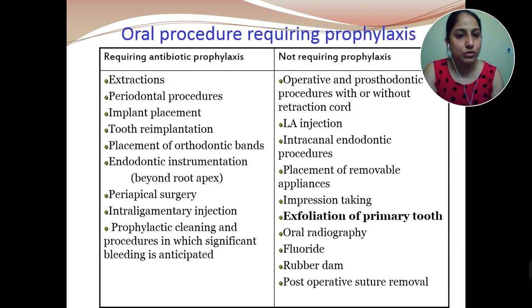So what solution do we have for these patients? What are the oral procedures that require antibiotic prophylaxis? Extractions, periodontal procedures, implant placement, tooth reimplantation, placement of orthodontic bands, endodontic instrumentation beyond the root apex, periapical surgery, intraligamentary injection, and prophylactic cleaning and procedures in which significant bleeding is anticipated.